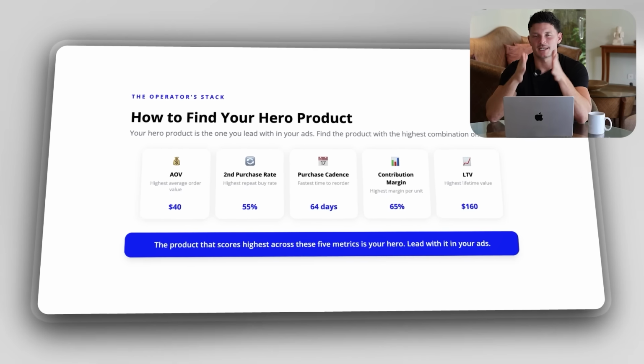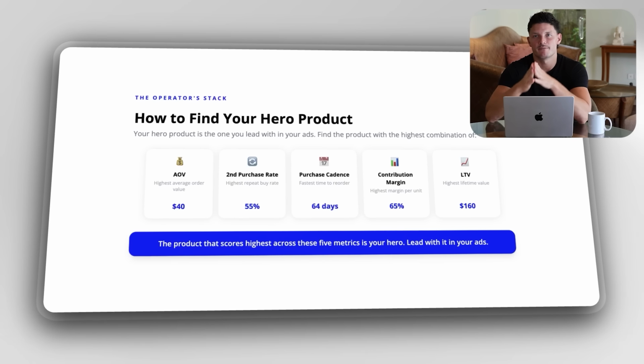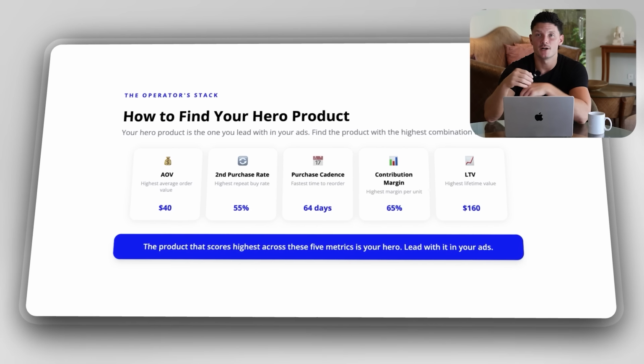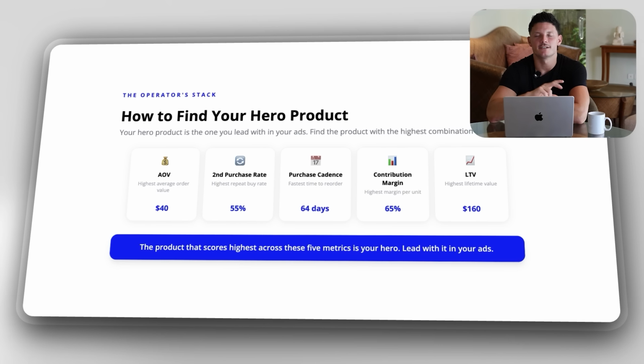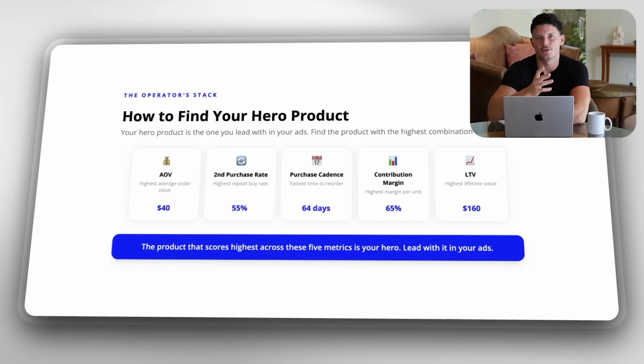The theory here is it's all about predictability. The best way to scale Meta ads is to have predictable inputs and predictable outputs. To do that, you pick a hero product. You find the SKU with the best margins and the highest repeat purchase rate, highest purchase cadence, highest AOV, and highest lifetime value. The idea is if you know the product's economics, you can more or less predict how that product will behave through the funnel and hit your bank account at the end.